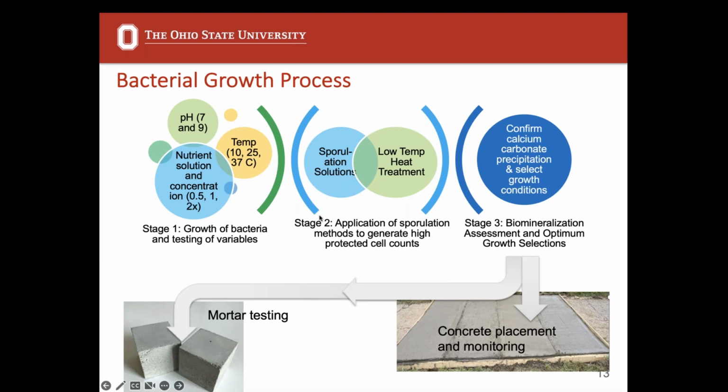We also investigated in stage 2 how to get the bacteria from the vegetative form into the spore form, and how to do that consistently and at high proportions. So we want to have the max amount of spores we can going into the concrete, so that we have the max amount of bacteria surviving in the concrete and able to react and biomineralize. And then finally, we worked to confirm that they were actually biomineralizing in our sample and optimize those growth settings overall before moving into the lab for mortar and concrete testing.